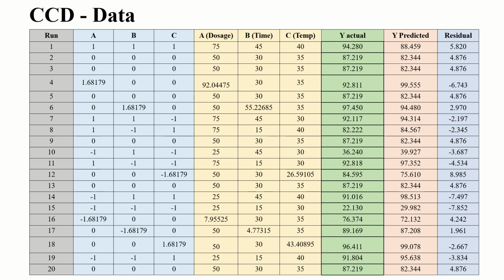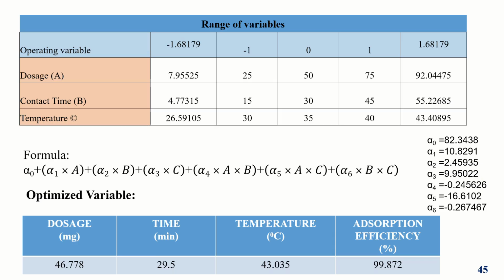Then the CCD experiment was conducted. The operating variables are coded as -1, 0, 1. The table shows the selected variables. This is the formula used for finding the predicted efficiency. Then the optimized values are found: 46.778 dosage, 29.5 minutes time, and 43.035 degrees Celsius, with a maximum efficiency of 99.872.